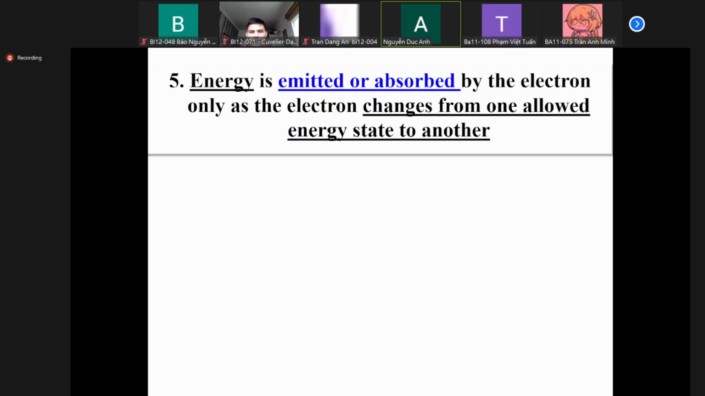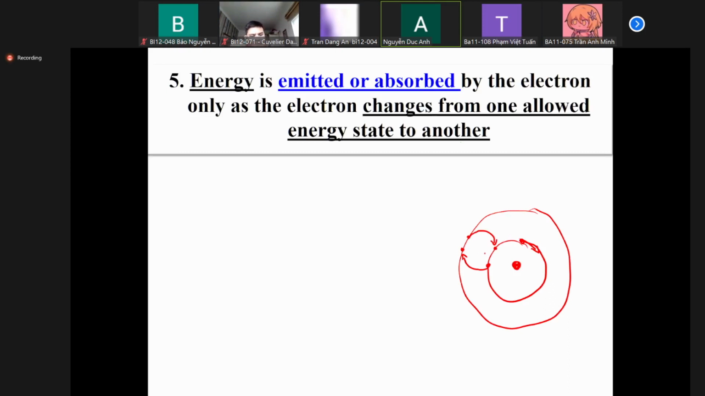So in this case, energy will be emitted or absorbed by the electron only as the electron changes from one state to another. It looks like the process of the first orbit, the second orbit. When the electron is moving inside the orbit, the energy will not change. Energy only changes when an electron from the first orbit moves to the second orbit, or in the reverse way, the second orbit moves back into the first orbit.